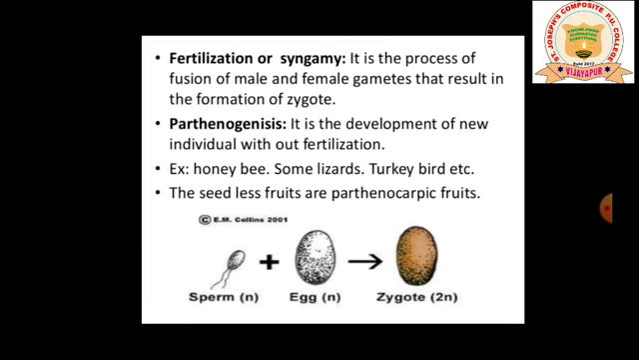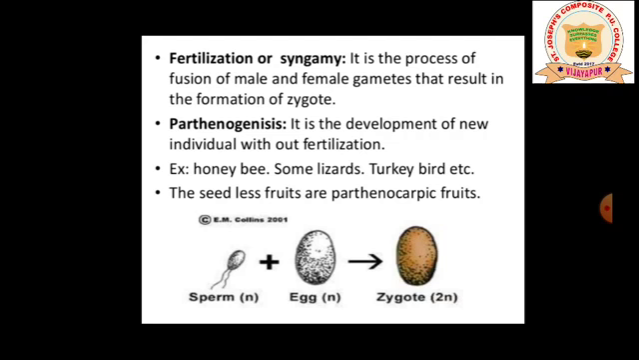So now, as the gametes are being produced and they are going to form a zygote, let me proceed to the next step, that is fertilization or syngamy. Both are the same. Sometimes they use the word fertilization, some books have used syngamy. Both are similar. It is a process of fusion of male and female gamete that results in the formation of zygote.